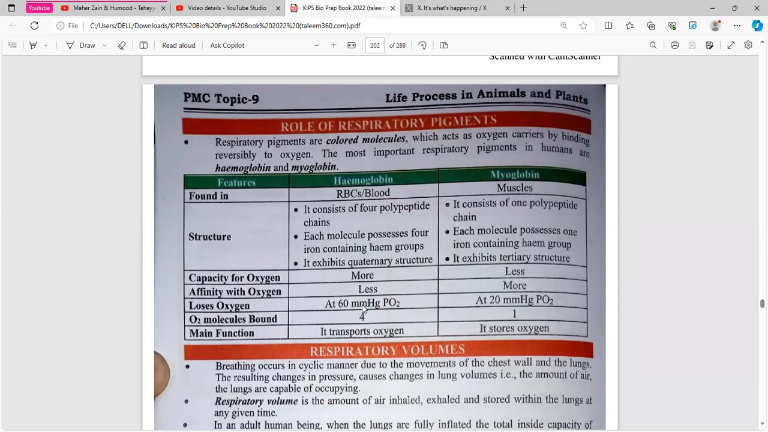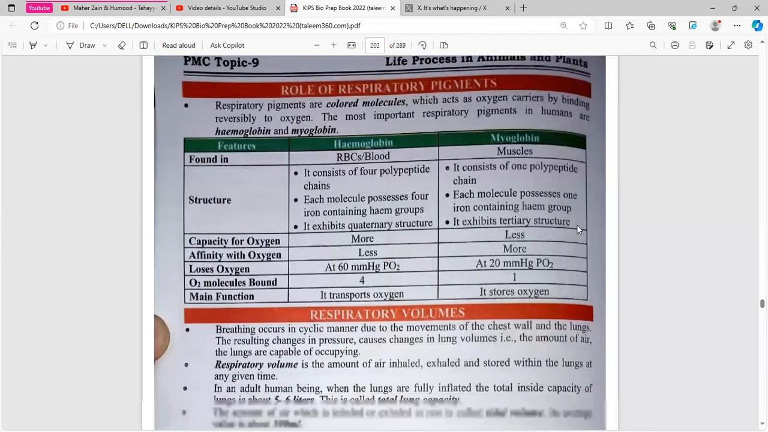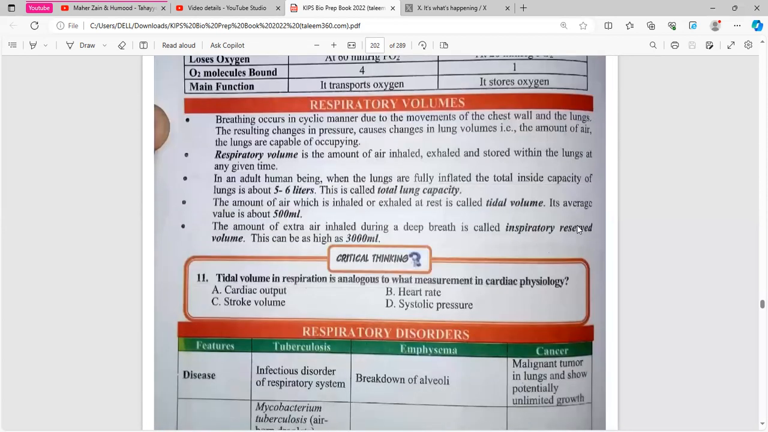Hemoglobin has it more. And similarly, as we studied earlier as well, from hemoglobin, oxygen dissociates at a partial pressure of oxygen of 60. However, in the case of myoglobin, it dissociates at extremely low levels of partial pressure, which is 20. Apart from that, hemoglobin has a quaternary structure and it has four polypeptide chains linked with each other. However, myoglobin has tertiary structure and it has only one polypeptide chain.